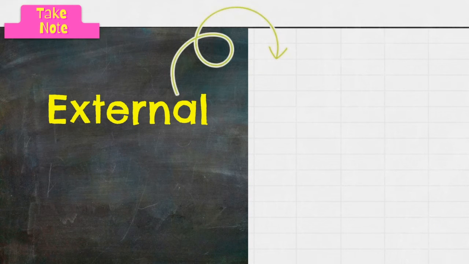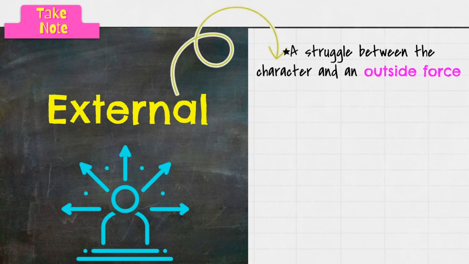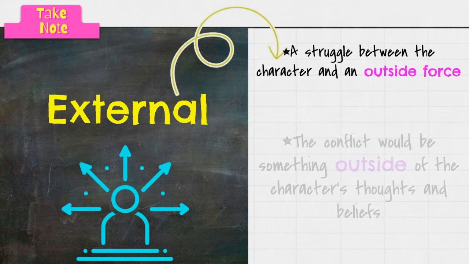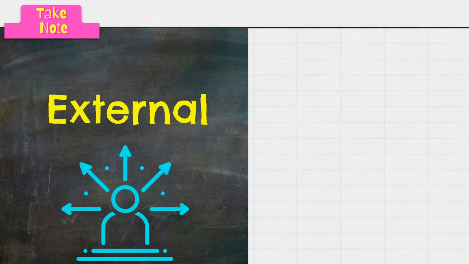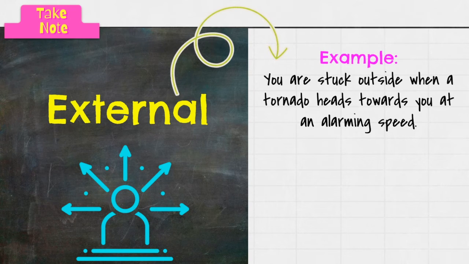External conflict is the other type, and it's when the struggle is between the character and an outside force. So the conflict would be something outside of the character's thoughts and beliefs. It's what they're dealing with outside of themselves. An example would be you're stuck outside when a tornado heads towards you at an alarming speed. That's a conflict. That's a struggle. Definitely a problem because you're struggling with what's going to happen and what you should do.